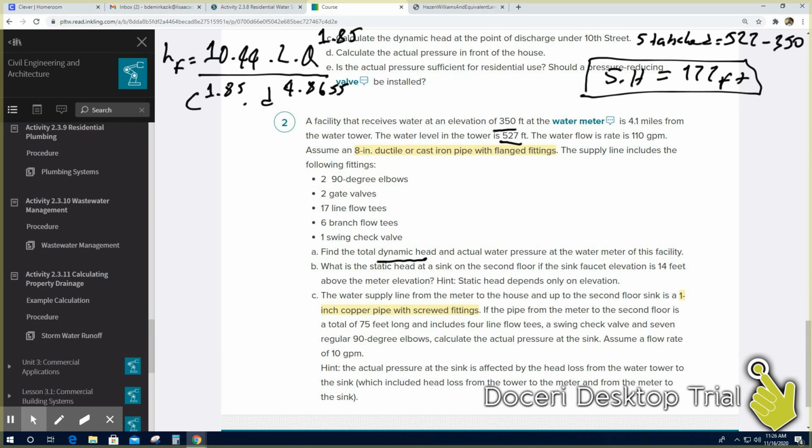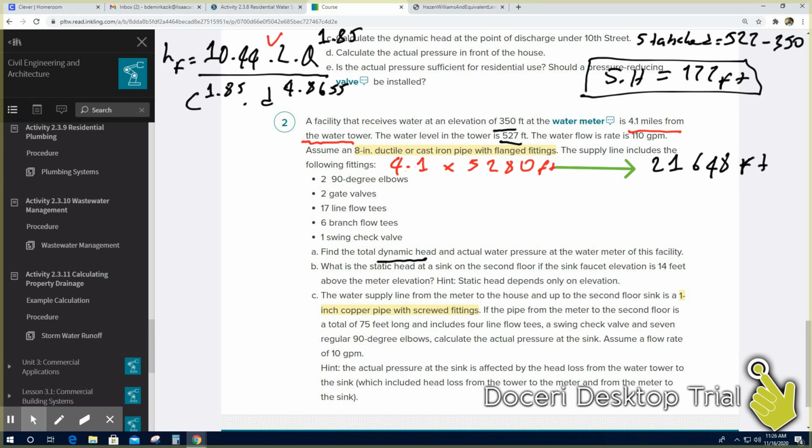First I need to find L, the total length, so I can plug all the numbers in to calculate the head loss. So let's calculate L, the length of the pipe. We have 4.1 miles from the water tower to the meter. First I need to convert this 4.1 miles to feet: 4.1 miles times 5280. If I multiply them, I convert to feet, and the length of the pipe is 21,648 feet.